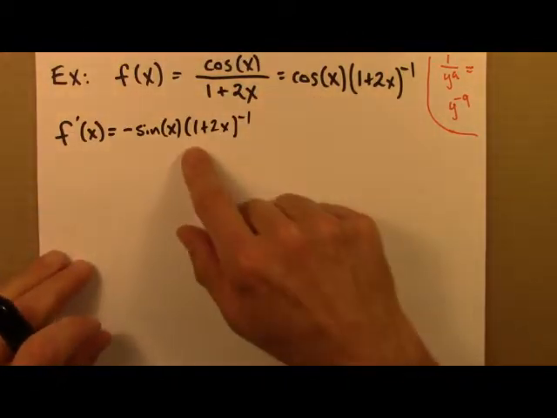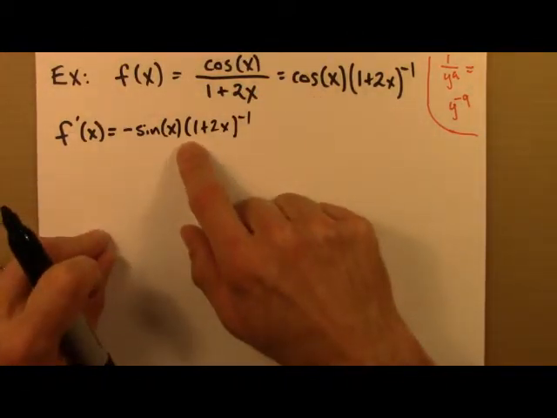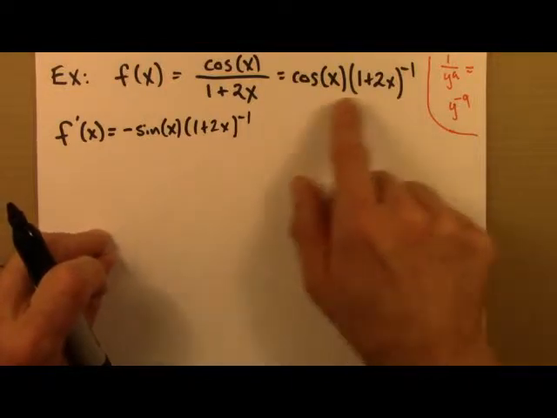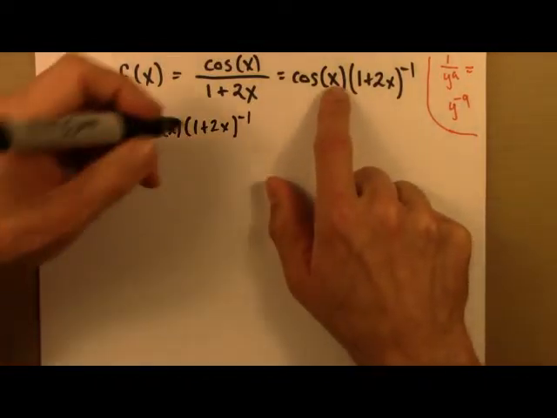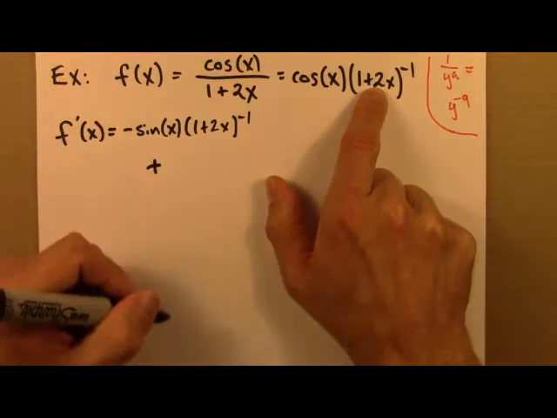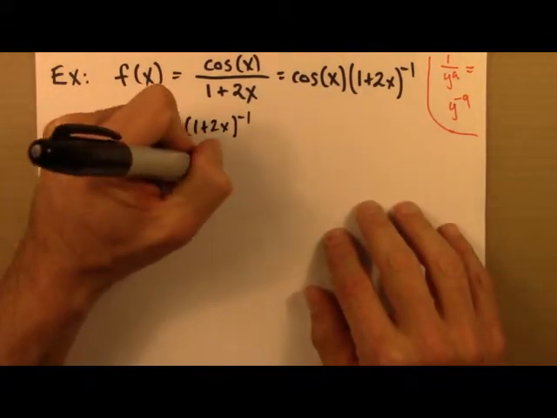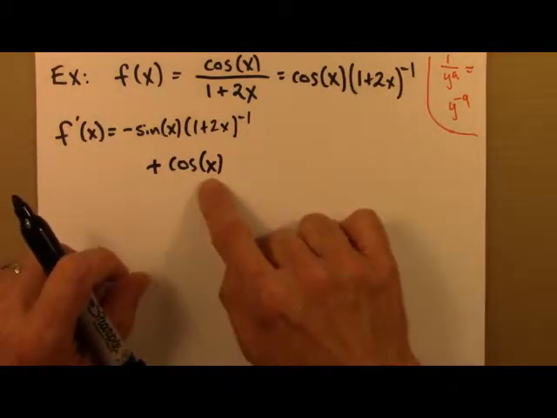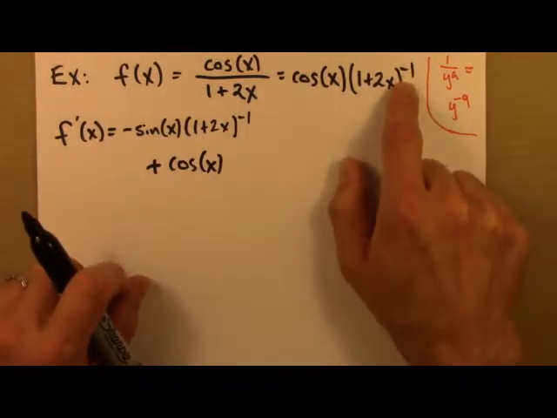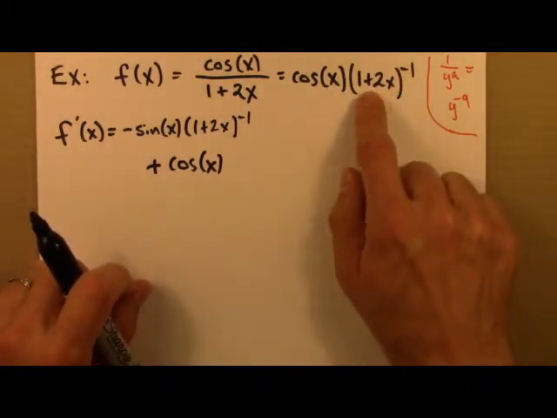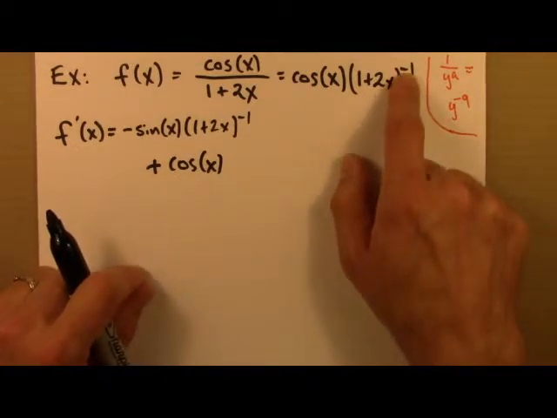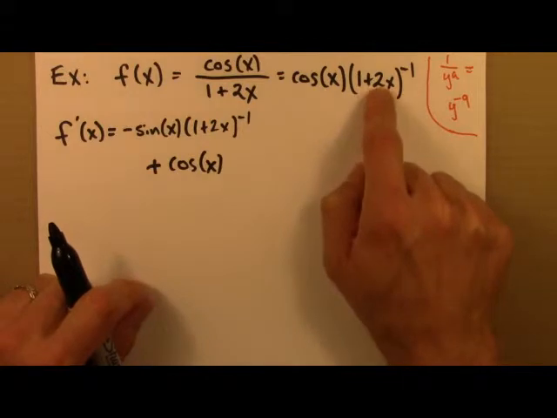So we're halfway done. We've done the first half of the product rule. Now I need to take the derivative of the second one, leaving the first one alone. So leaving the first one alone, cosine x stays cosine x. And then I need to take the derivative of this. So there's an inner function, 1 plus 2x, and an outer function, something to the minus 1. So the inner function we call blah.